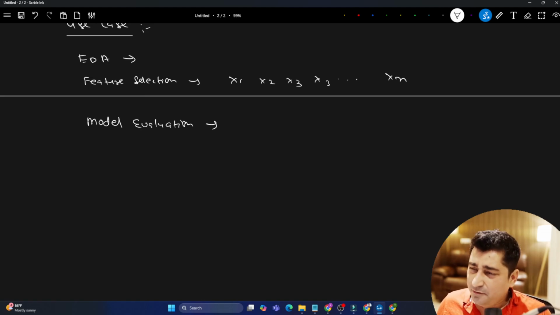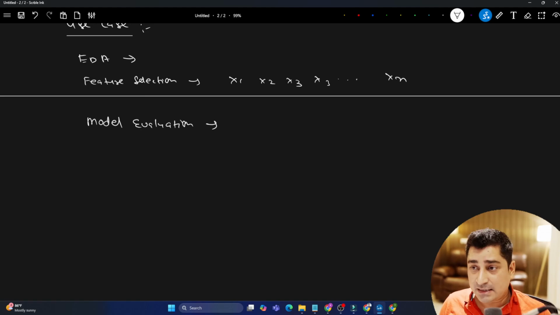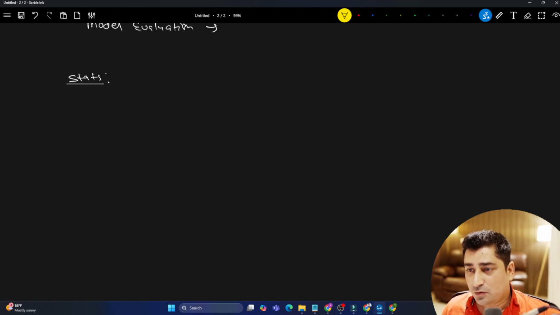Now, when we talk about statistics, people have divided this entire statistics into a couple of parts. From 10,000 feet, if I look at statistics, I can divide this statistical concept into two major parts. Now, what are those two major parts? The very first part is going to be descriptive statistics.